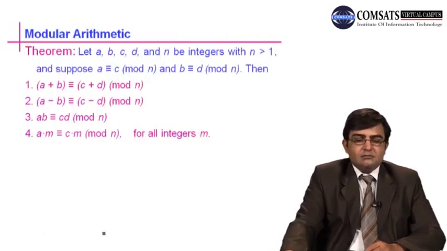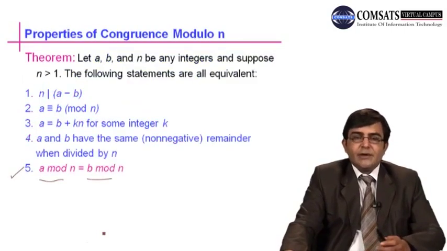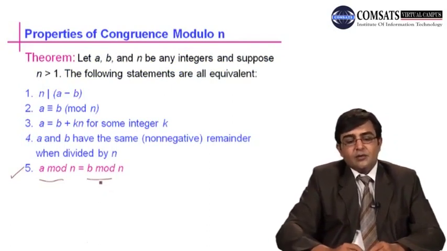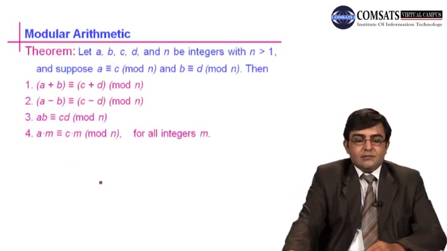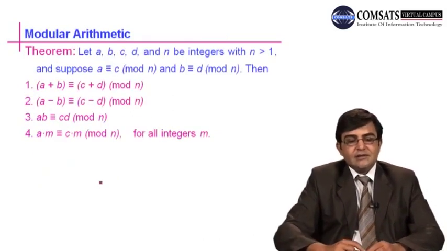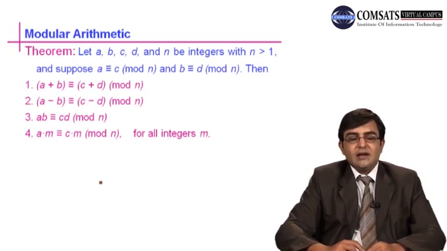So we can prove these properties, but I omit the proof of these properties. For proofs you can consult the book of Discrete Mathematics written by Susanna. So the next theorem is this, the modular arithmetic.